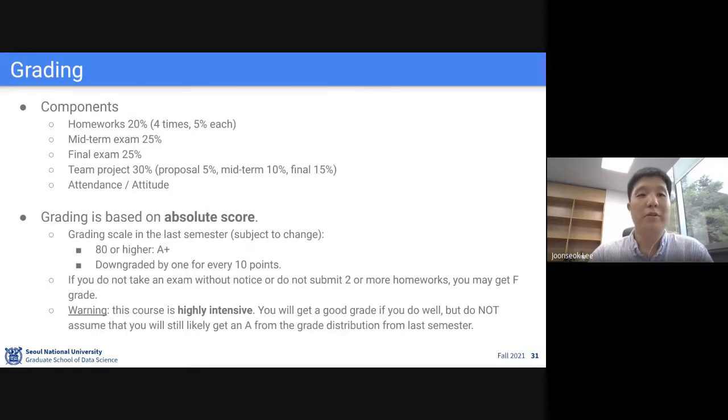And these are the grading criteria. So we will have homeworks four times, and each of them will be 5%. And we will have midterm and final written exams, and we will do this offline. So you need to come to our building in the lecture room to take this exam. And midterm will be around the half of the lectures, and midterm and final are the same weight, 25% each. And the team project will be 30%.